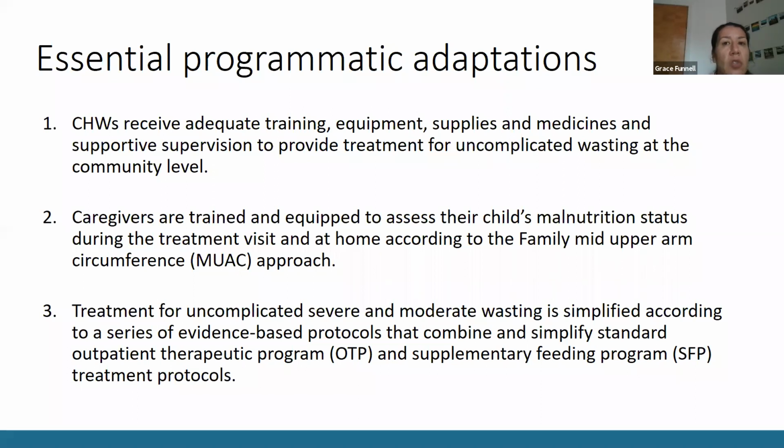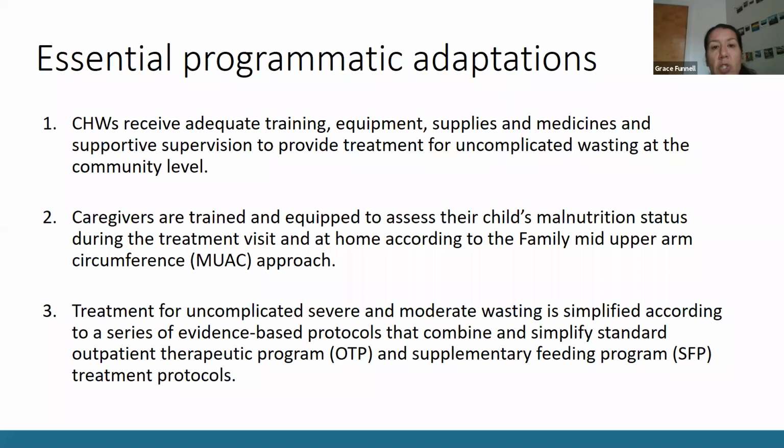The second essential program adaptation is that caregivers are trained and equipped to assess their children's malnutrition status by conducting family MUAC. So we'll go over in the toolkit guidance on conducting family MUAC, and as mentioned, there's additional tools that are linked to this. And I know that there have been already a number of other webinars on family MUAC, and more detailed guidance will be coming shortly.